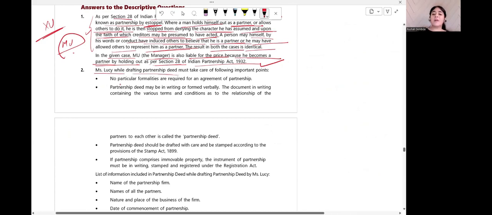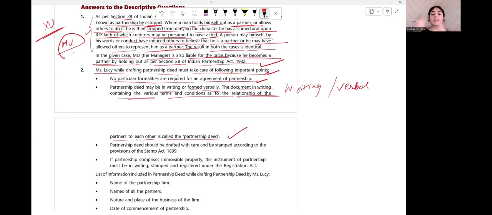Miss Lucy, while drafting partnership deed, must take care of the following points. No particular formalities are required for the agreement. No specific formalities are required. It can be in writing or formed verbally. Anything works. Either in writing or verbal, both will work as a partnership agreement. The document in writing that contains various terms and conditions as to the relationship of partners to each other is called the partnership deed. So whatever document you write where terms and conditions, relations, etc. are mentioned, that time you will call that the partnership deed.